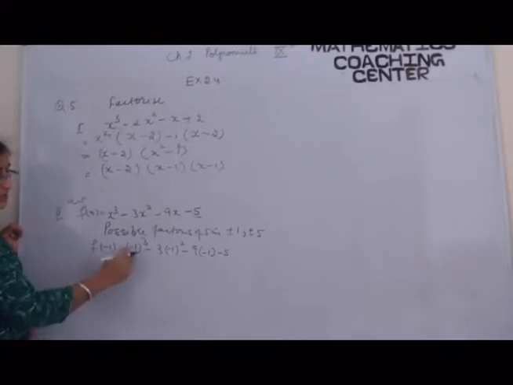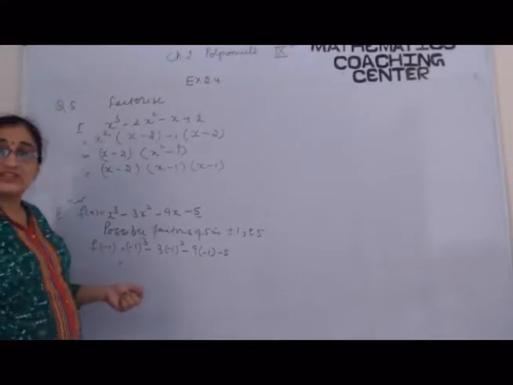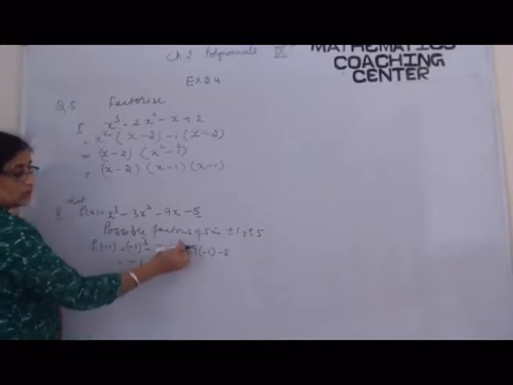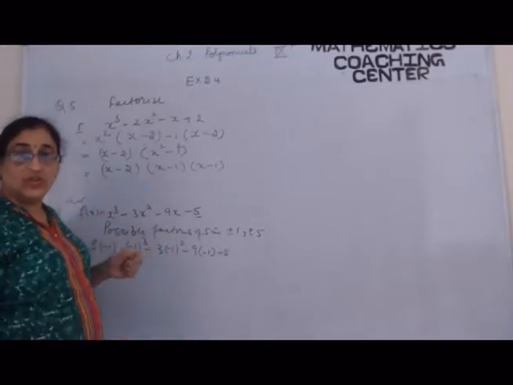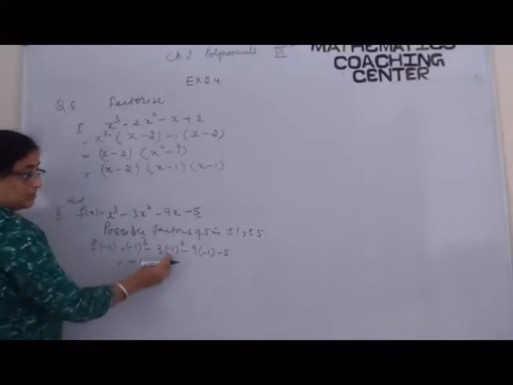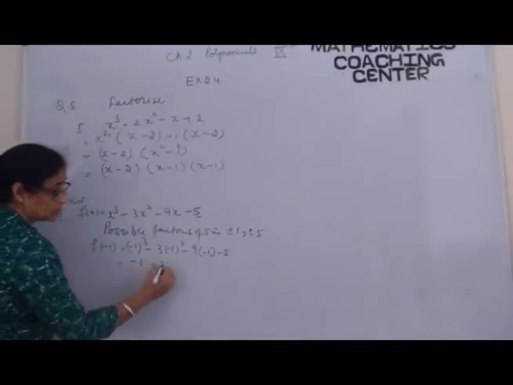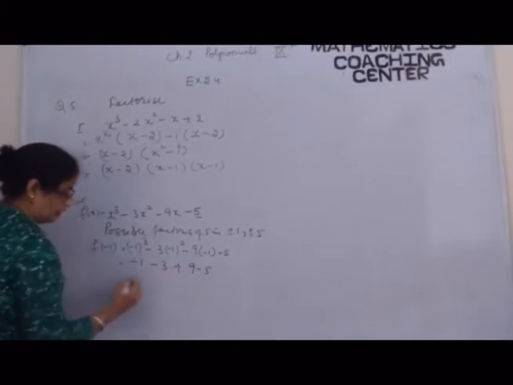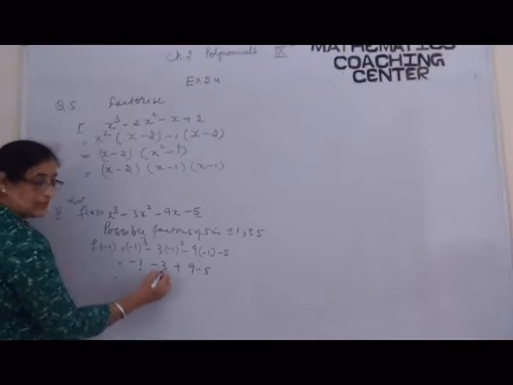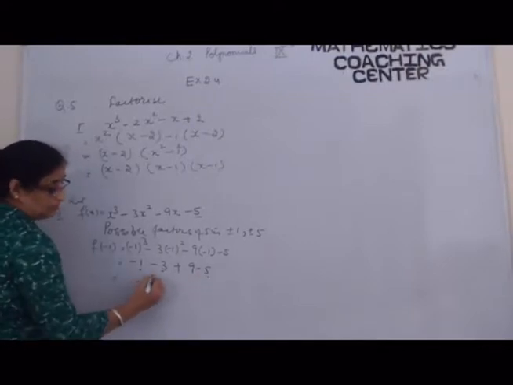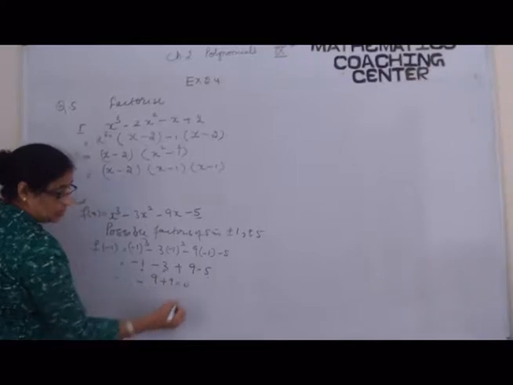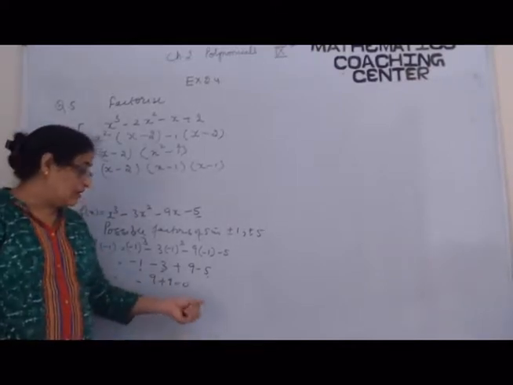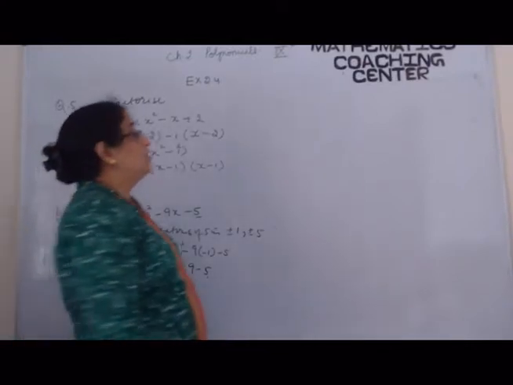Now minus 1 to an odd power, your answer is negative. So it is minus 1. Minus 1 to power 2, the power is even, so your answer is positive. This is plus 1 multiplying by minus 3, this is minus 3. Minus times minus is plus 9, and minus 5. Now this is minus 1 minus 3, minus 4 and minus 5, this is minus 9 plus 9 is equal to 0. That means x is equal to minus 1 is a root of f(x).